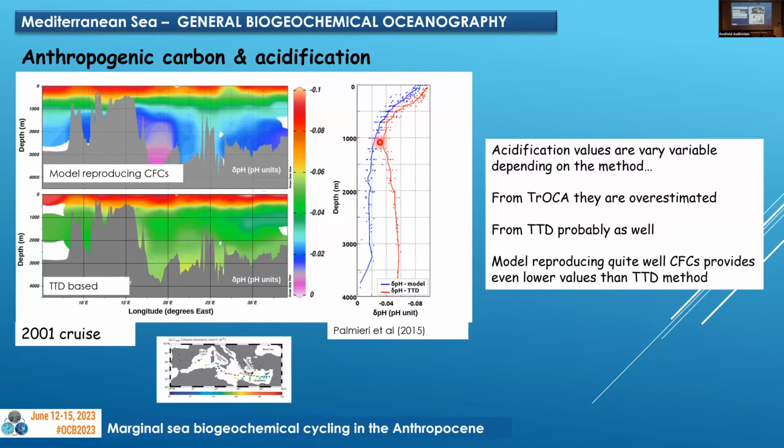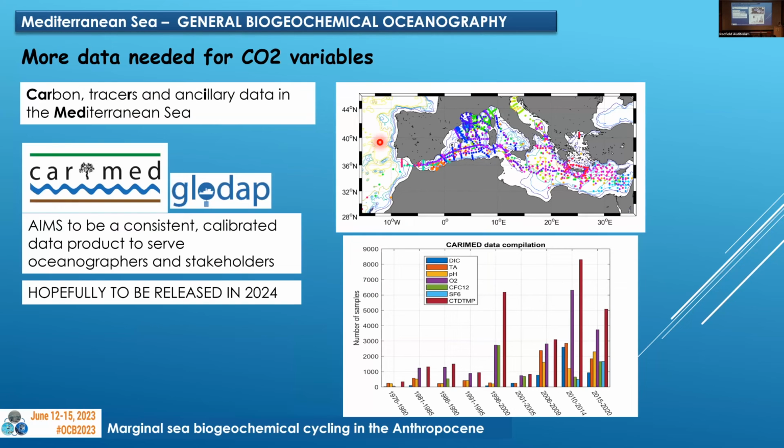That's why we need data to get values for these changes. But it's quite difficult to get the data in a friendly manner. That's, for example, what Brendan was also saying. GloDAP is a beautiful data product, and I'm trying to produce and release this data product, CARIMET, carbon tracers and ancillary data in the Mediterranean Sea, gathering all this data you can see here in the map and all over the years.